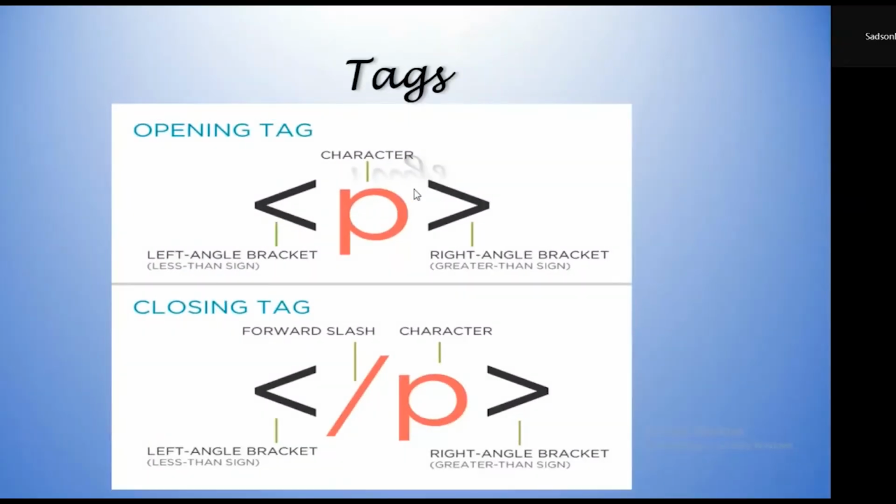All right, so let's talk about tags. As you can see, this is an opening tag. And what do we have? We have a left angle bracket, a character, and then a right angle bracket. This is what makes up an opening tag. For a closing tag, we have a left angle bracket, a /, a character, and then a right angle bracket. And this is what makes up a closing tag.